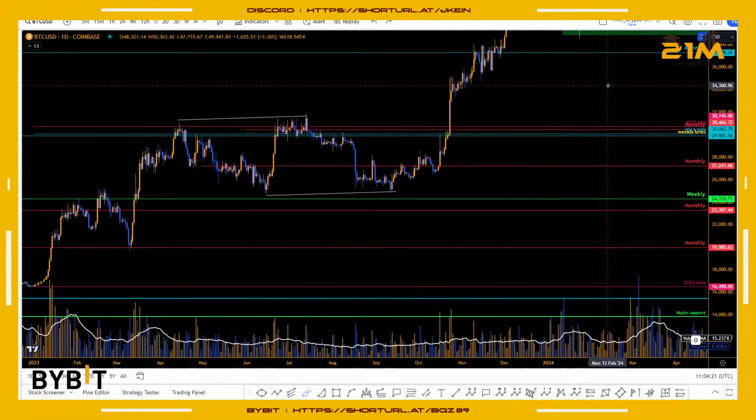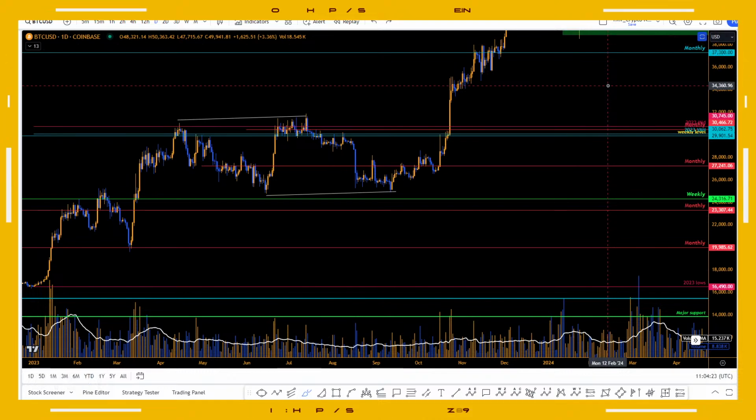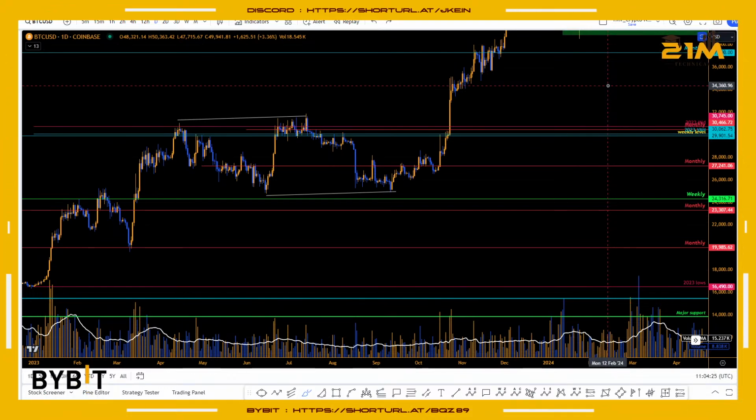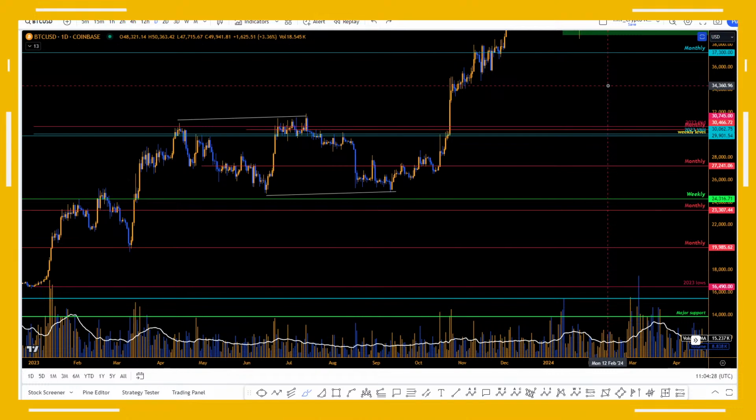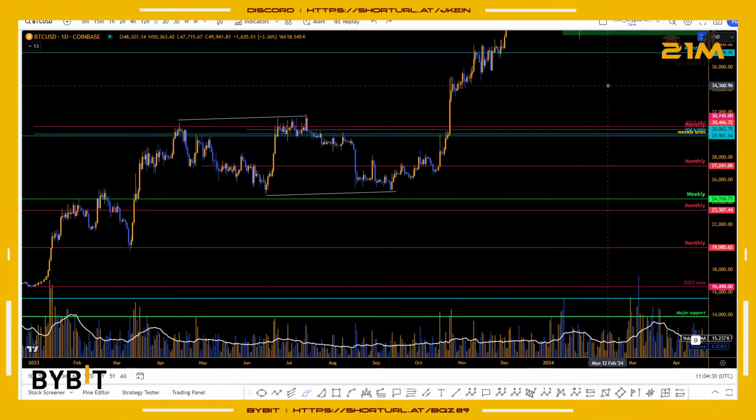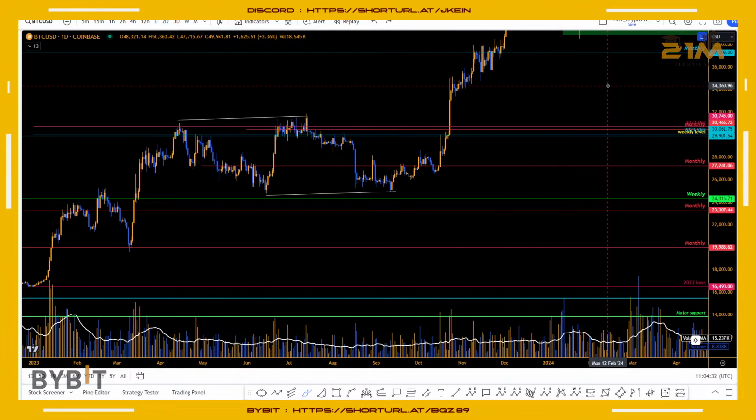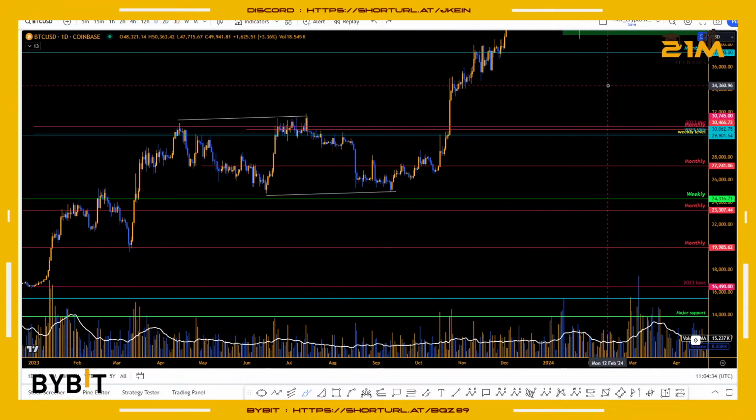The bear case scenario is very, very dangerous, guys, which means that we don't reclaim the EMA 200, we keep on rejecting it, and then the big dump happens to $40,000 and maybe even under $40,000.